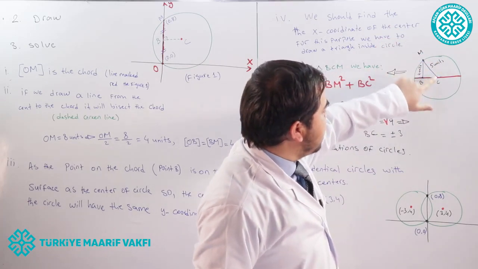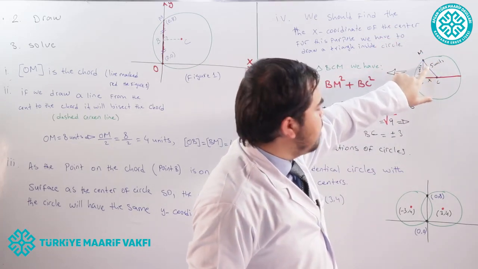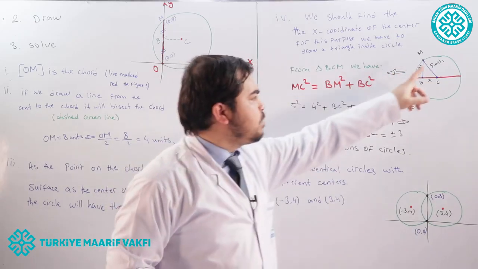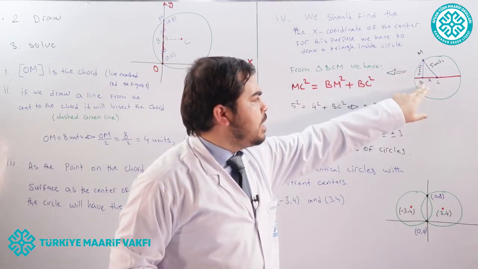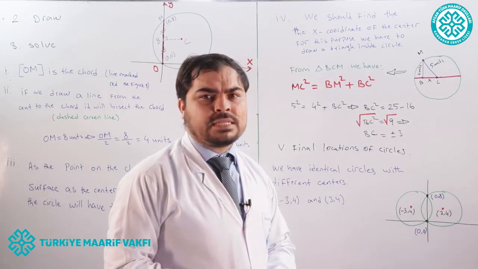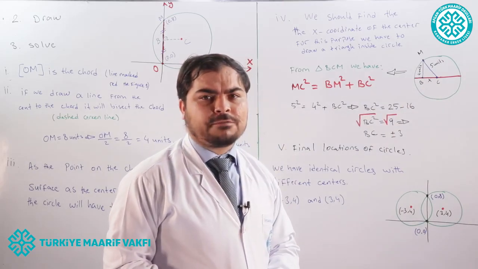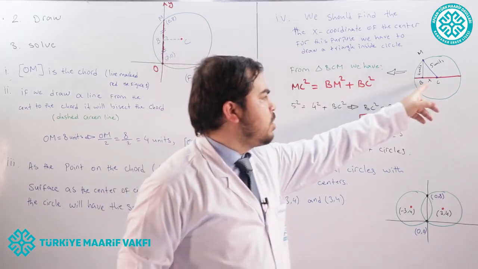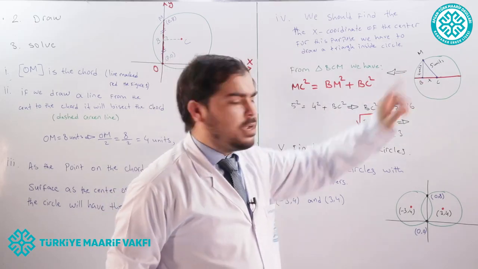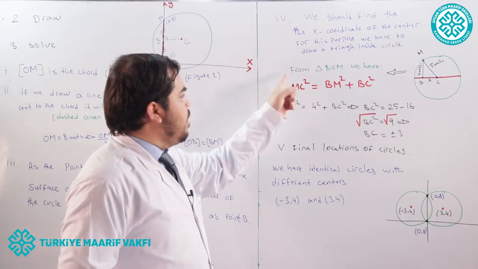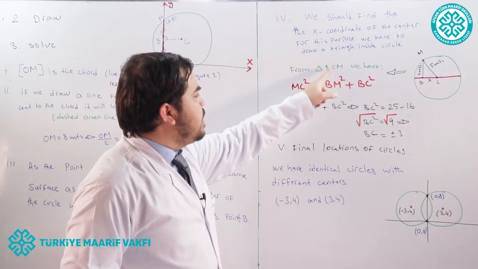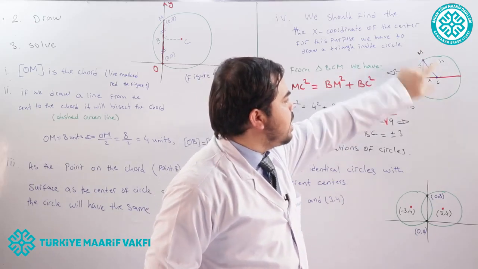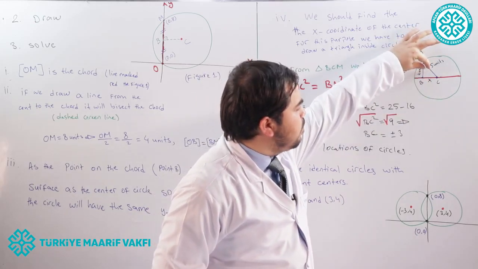This CM line is the radius. The radius they gave us in the question was 5 units. So we put 5 units here, and we have BC. BC is the unknown, the x coordinate that we have to find. So we put x here. Now, from triangle BCM, this triangle colored with blue lines.